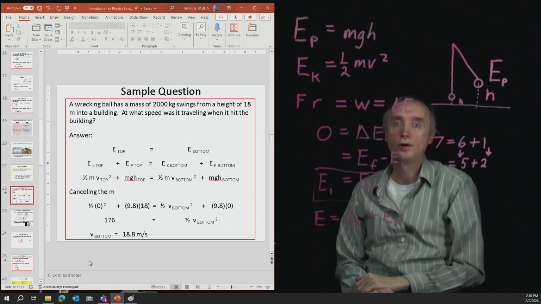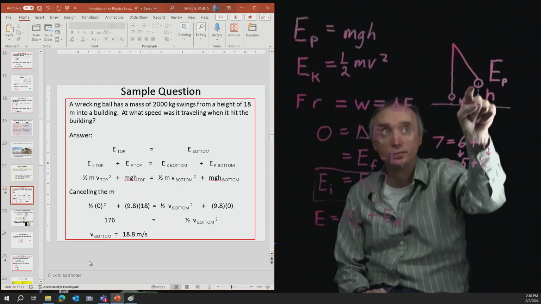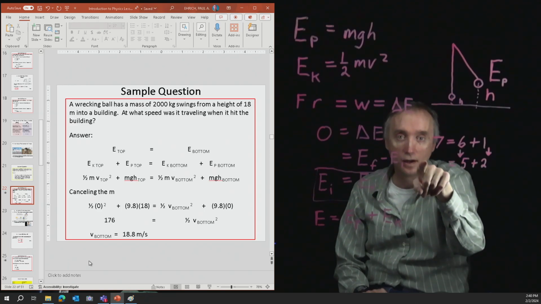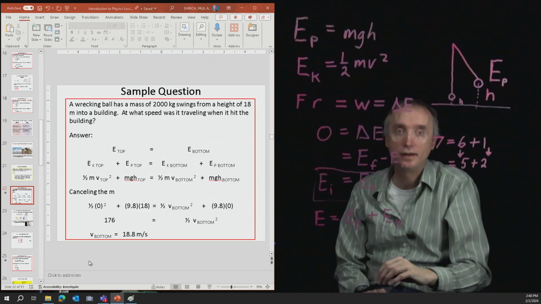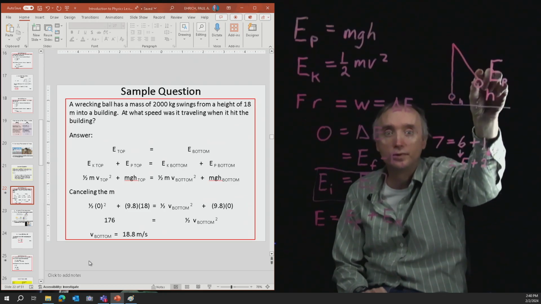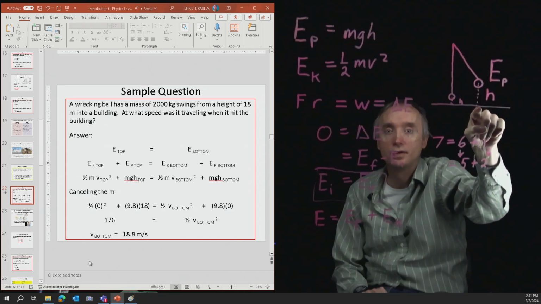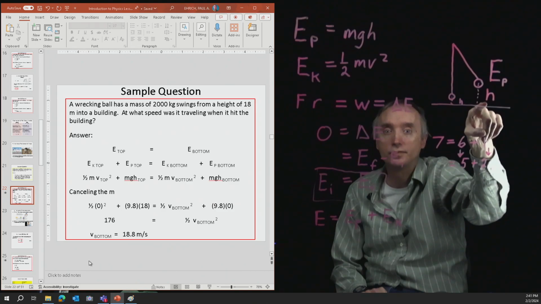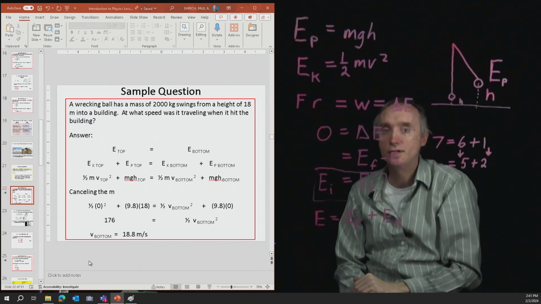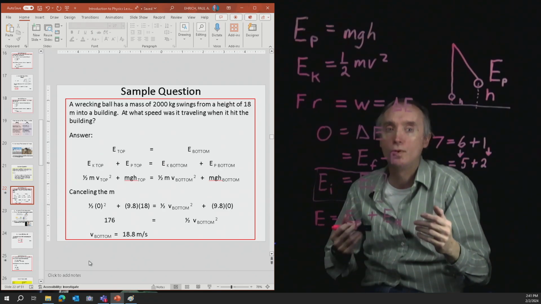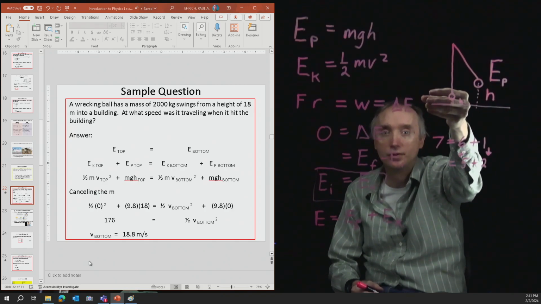Okay, here's a math one. So you've got a wrecking ball, and the wrecking ball has a mass of 2,000 kilograms. It's hanging from a rope, and initially it has a height of 18 meters off the ground, and then it's going to smash into the building. So the question is, what's going to be the speed of the ball when it hits the building?